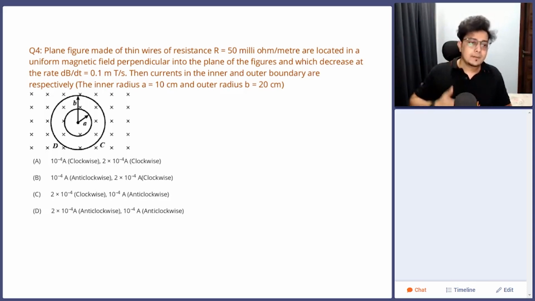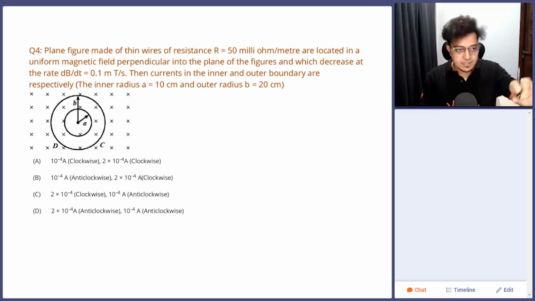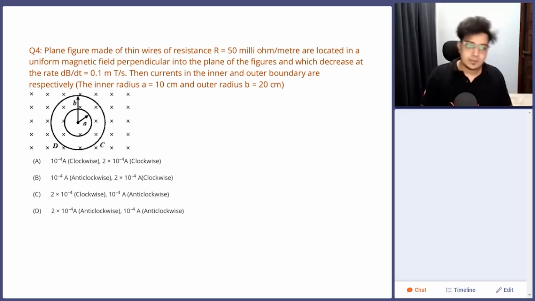A plane figure made with thin wires of resistance R equal to 5 milliohm per meter. Okay, plane figure is made out of a wire, resistance is given per meter, 5 milliohm per meter, located in a uniform magnetic field which is perpendicular to the plane of the figure, and which is decreasing at the rate of dB by dt, 0.1 millitesla per second. Then currents in the inner and the outer boundary are respectively. So you can see radius A, radius B, how much current is flowing is what we have to find out.